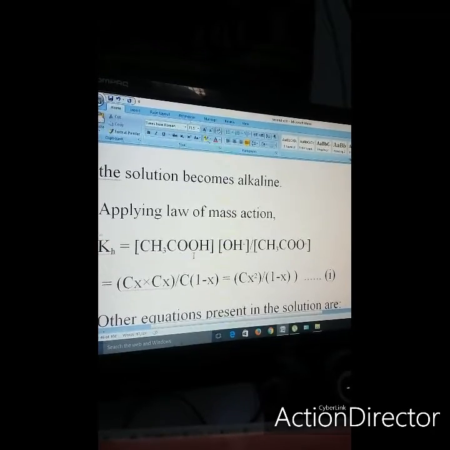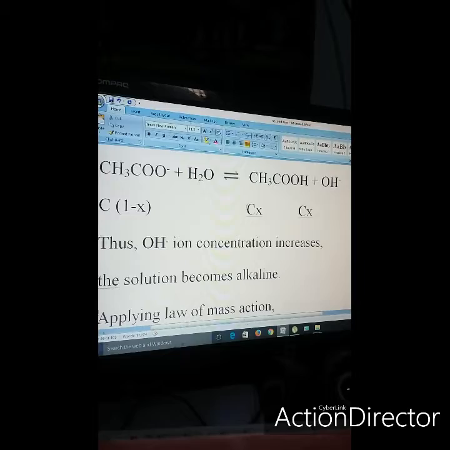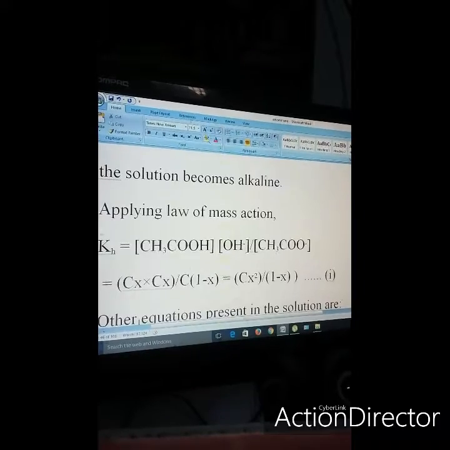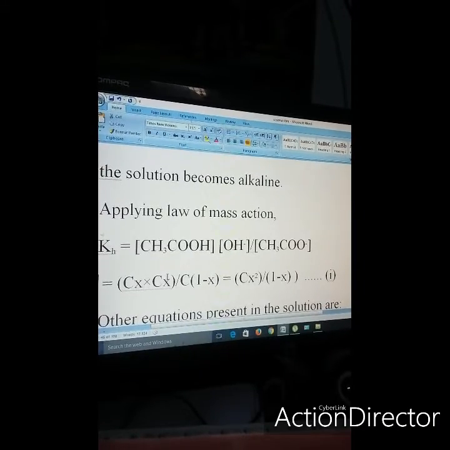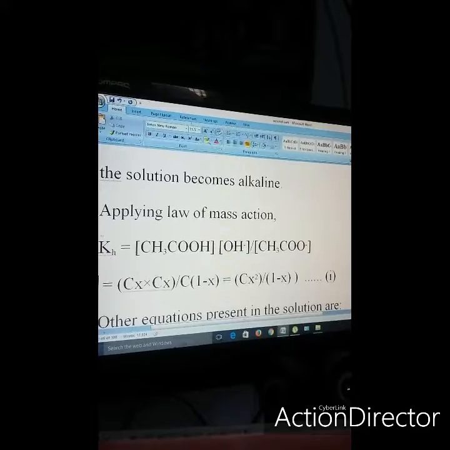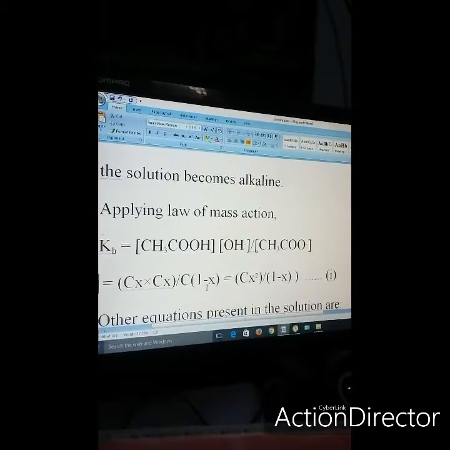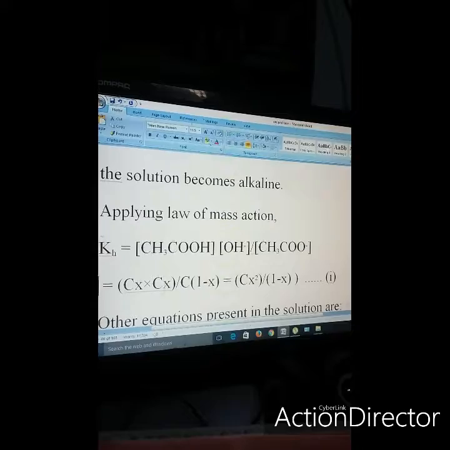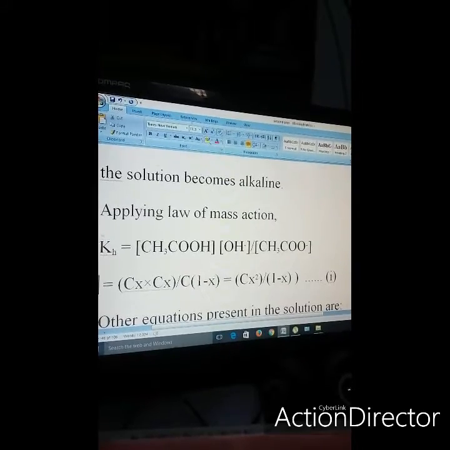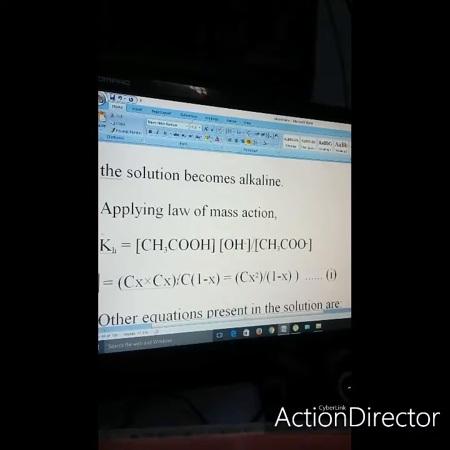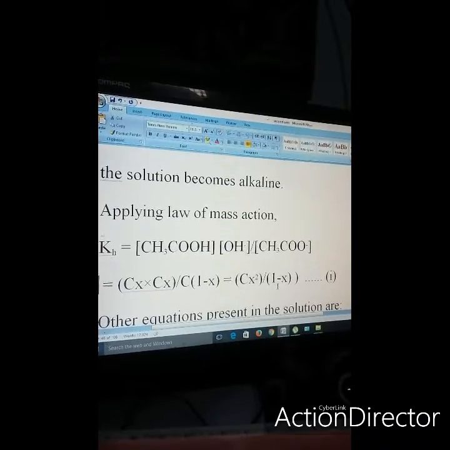So now we'll put in the values of the concentrations. This is Cx, this is Cx, so I'm taking Cx for this, squared, upon C(1 minus x), so it will be C squared x squared upon C(1 minus x). So one C will get cancelled, and you will be left with Cx squared upon 1 minus x.